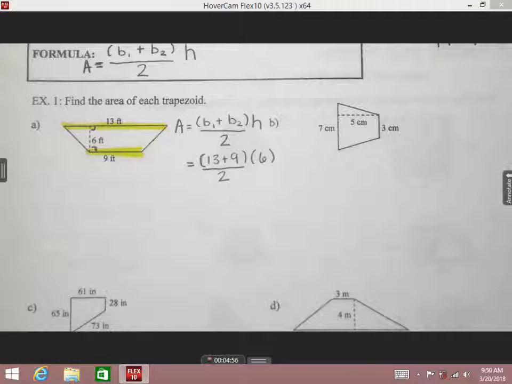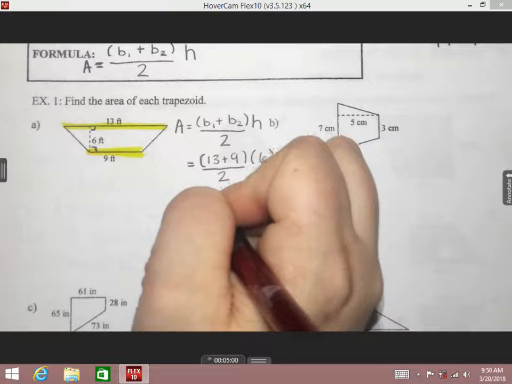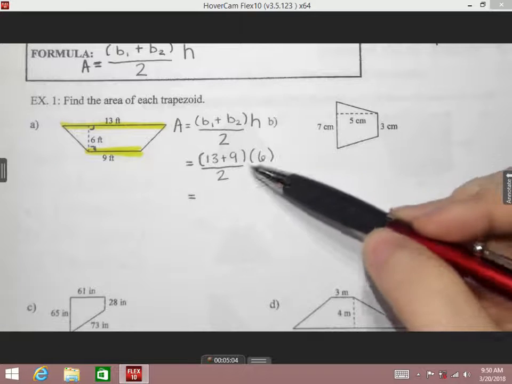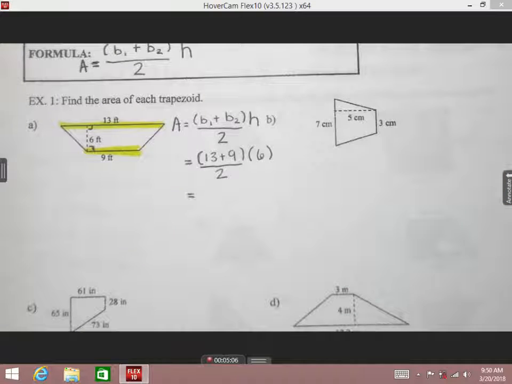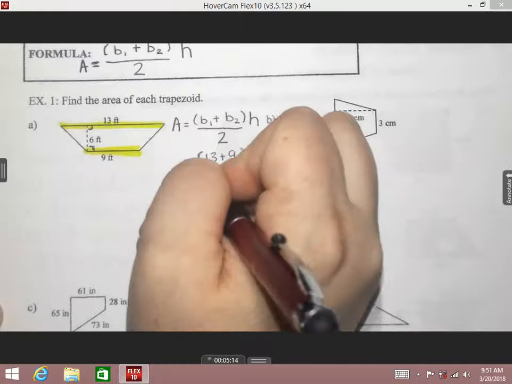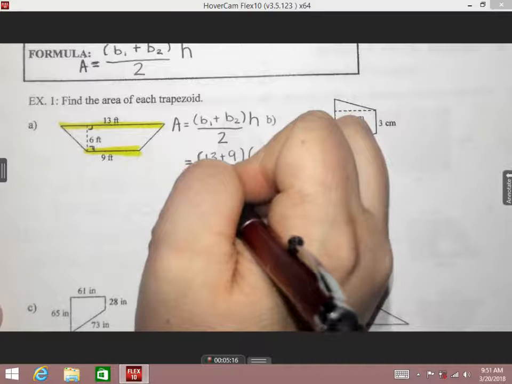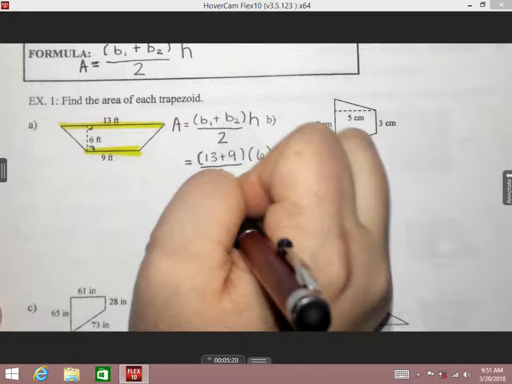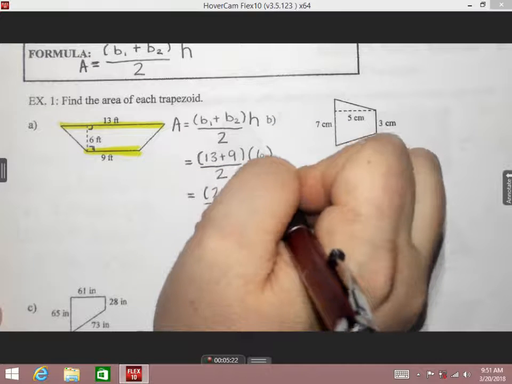All right. So now that I have my 2 bases and my height plugged in, now we can just work it out. Guys, I've got to see where you're taking those numbers and plugging them in. Order of operations. What does order of operations say I need to do first? Parentheses. So inside the parentheses, 13 plus 9 is 22. Then we have divided by 2, and we still have times 6.